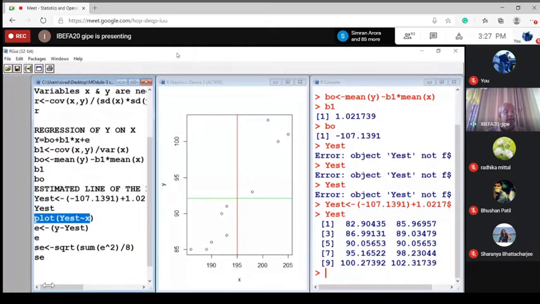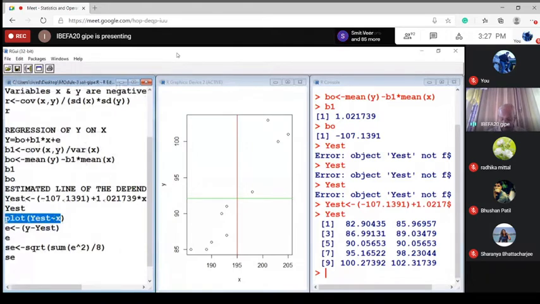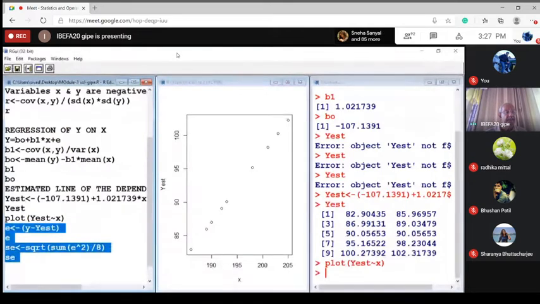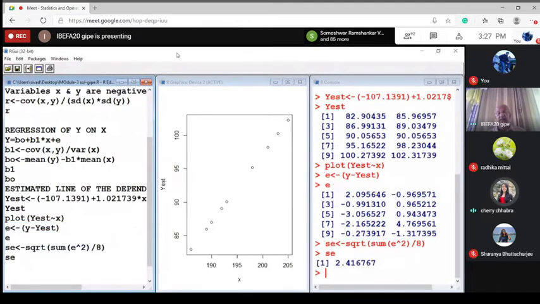When you plot it, you will find it is a straight line with some error. The error is computed and we finally got the standard error. We got a nearly perfect correlation. The standard error will be 2.416767.